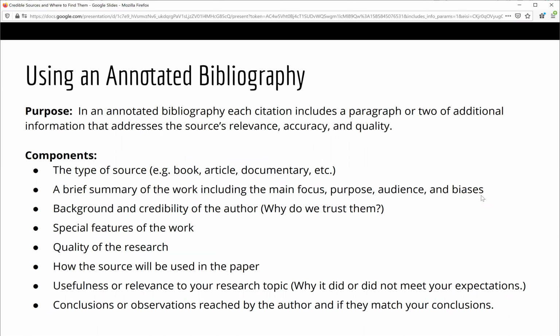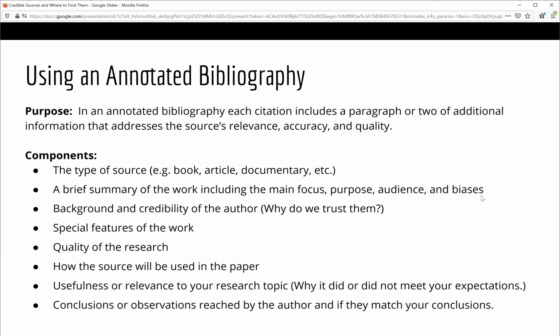One component of academic research that you might not be familiar with is the annotated bibliography. The purpose of this is to help you, the writer, to look critically at your sources. In addition to citing the source correctly in either MLA or APA format, you will also include a paragraph or two of additional information that addresses the source's relevance to your research topic and the accuracy or quality of the information.